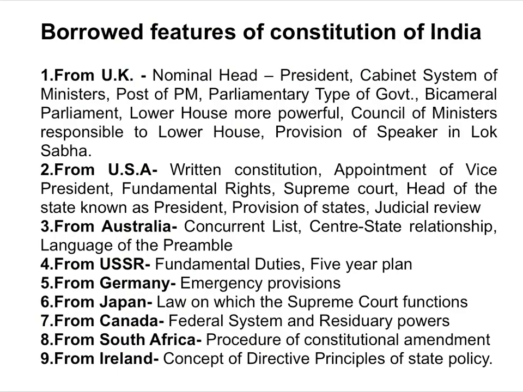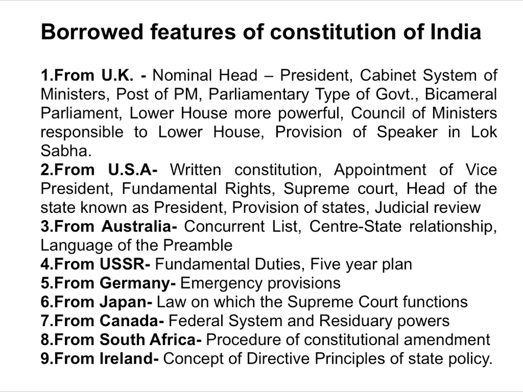Features of the Constitution of India. 1. From the UK: nominal head, President, cabinet system of ministers, post of PM, parliamentary type of government. Bicameral parliament, lower house more powerful, council of ministers responsible to the lower house, provision of Speaker in Lok Sabha. 2. From the US: written constitution, appointment of vice president, fundamental rights, Supreme Court, head of the state known as president, provision of states, judicial review.